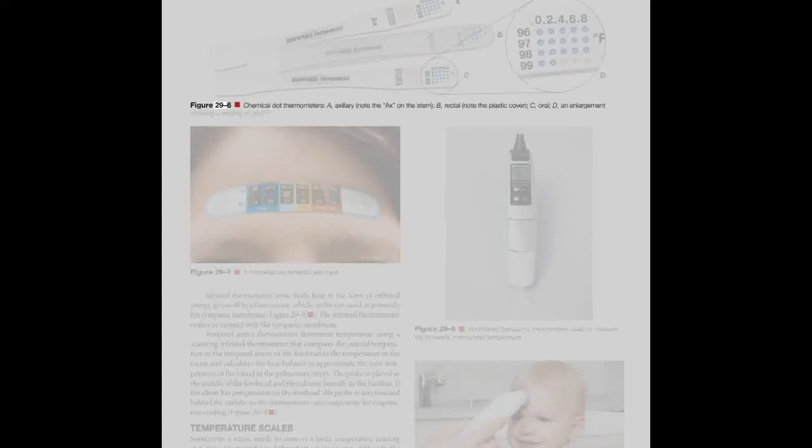Figure 29-6: Chemical dot thermometers. A. Axillary. Note the Ax on the stem. B. Rectal. Note the plastic cover. C. Oral. D. An enlargement showing a reading of 99.2 degrees Fahrenheit.